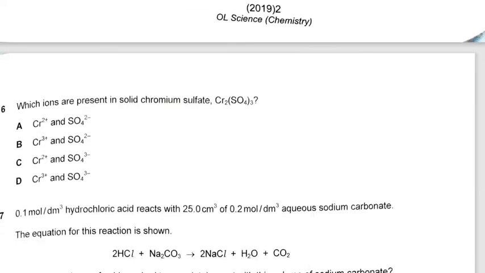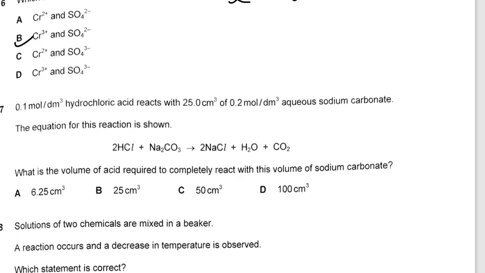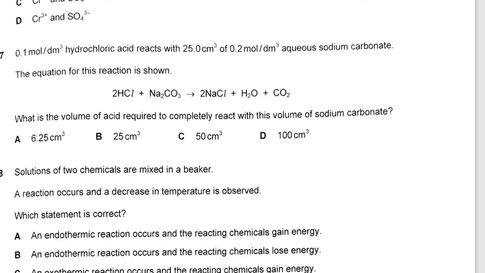Question number 6, which answer is present in solid chromium sulfate. For chromium sulfate, I gave you the hint that you cross multiply it like this. So you have chromium 3 plus and sulfate SO4 2 minus. So option number B.